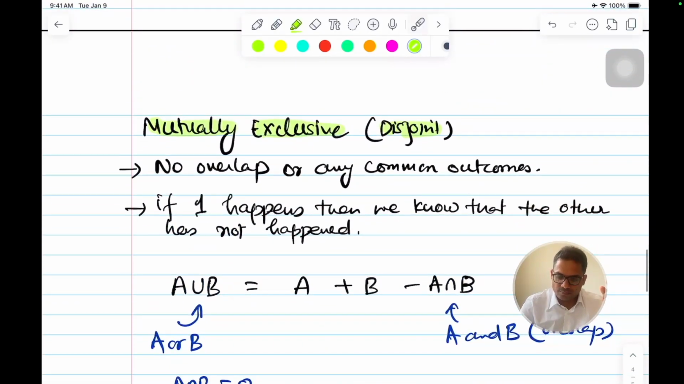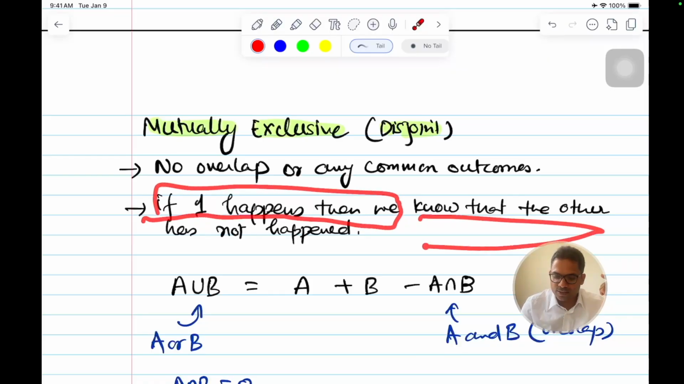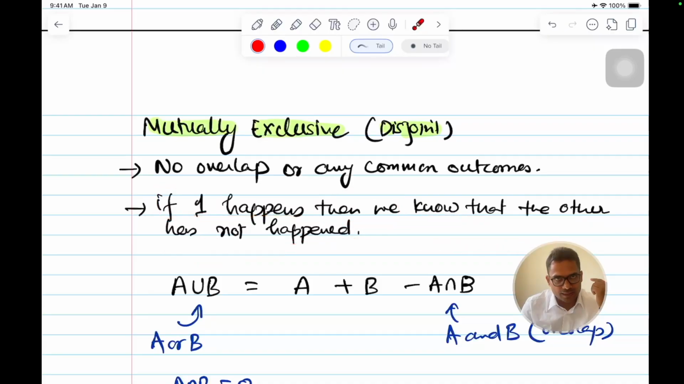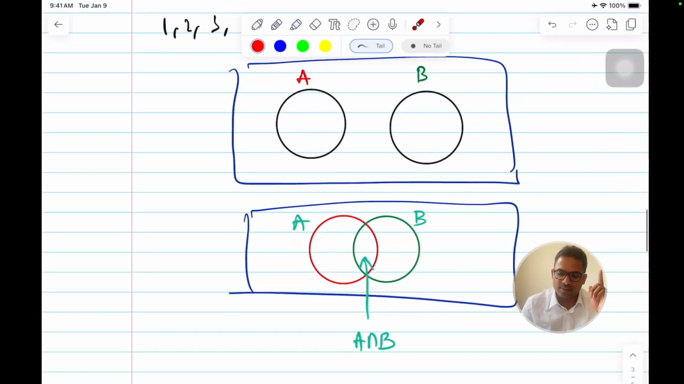Here, check the wordings. In mutually exclusive events, we say if one happens, then we know that the other has not happened. Things are very close, but understand the distinction. If A has happened, then we know that B has not happened. But in independent events, if A has happened, then I don't know anything about B.